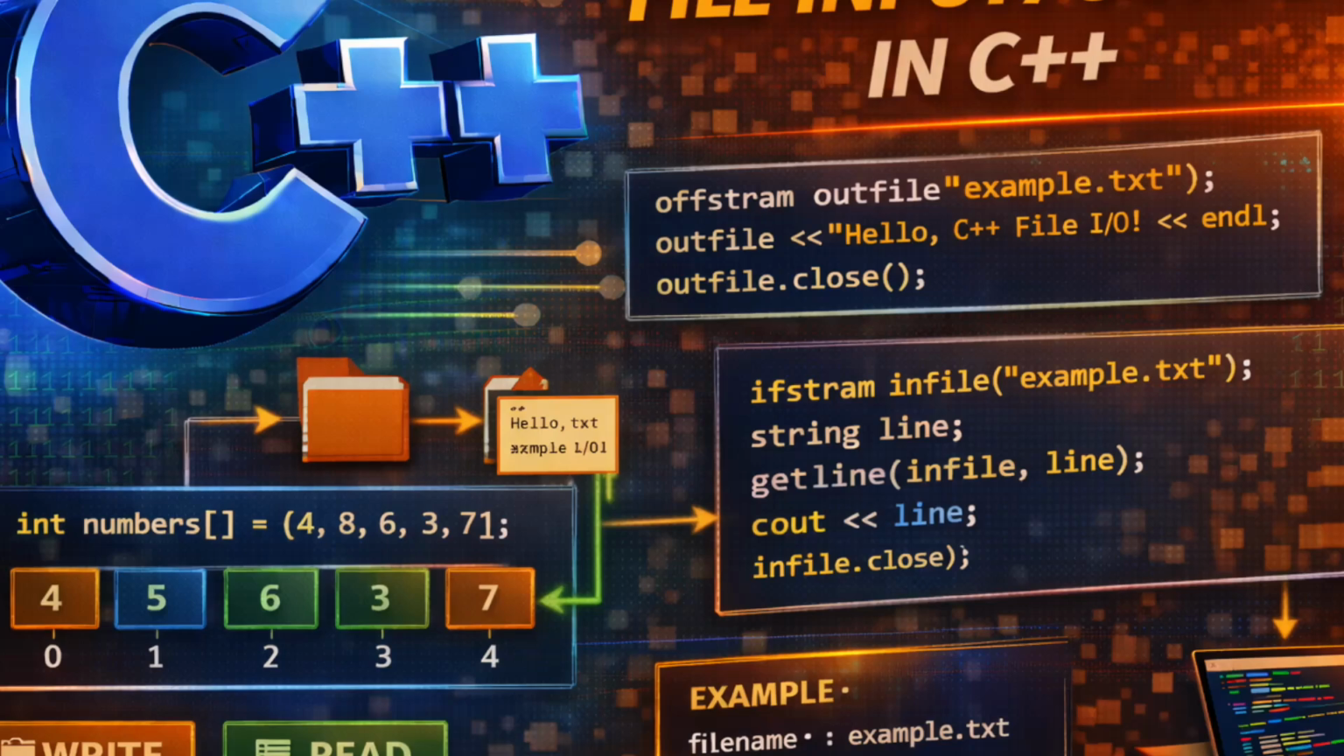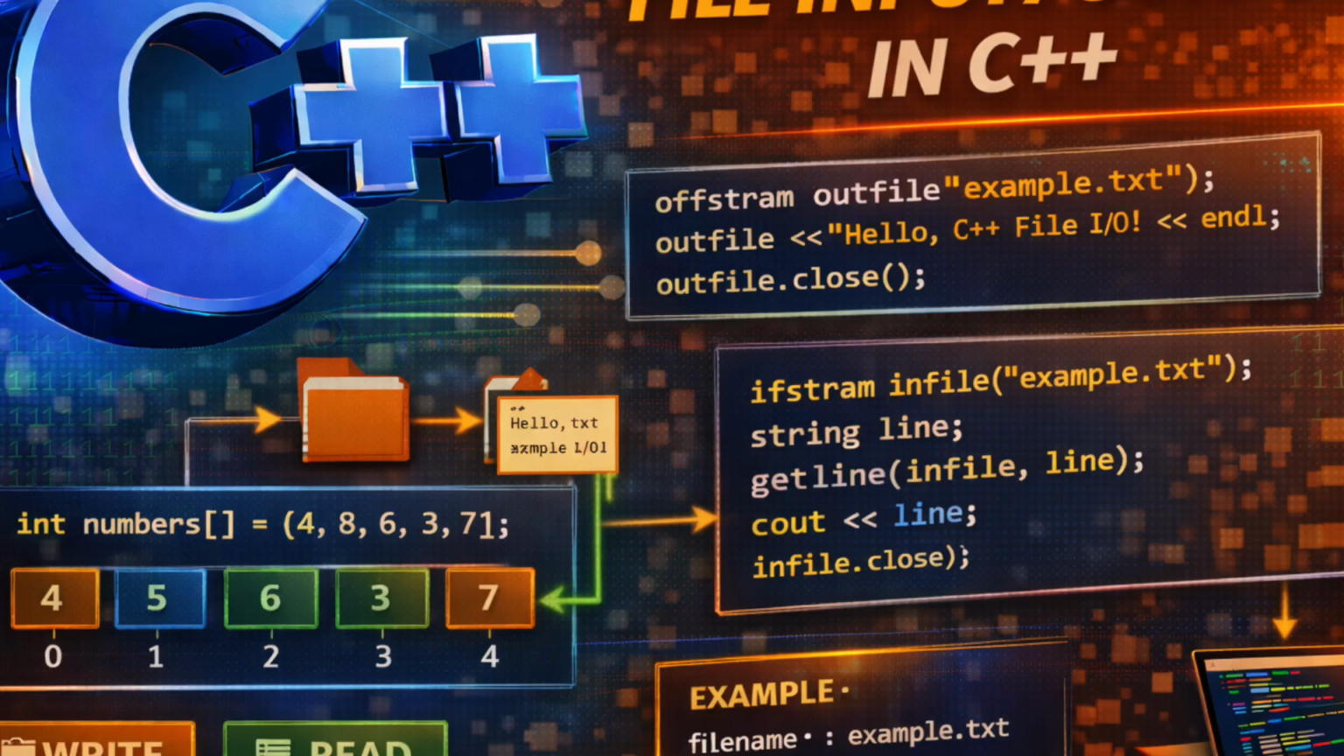Okay, let's unpack this. We spend so much time learning how C++ programs manipulate data. We're talking variables, objects, vectors, all living in that fast, volatile world of memory. The stack, the heap. We do the calculations, we solve the problem, and then the program ends. And all that valuable data just vanishes. Gone. It only had a temporary existence.